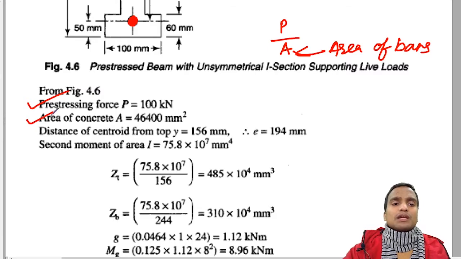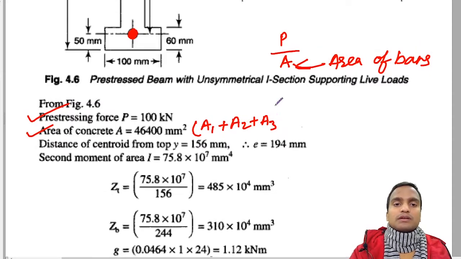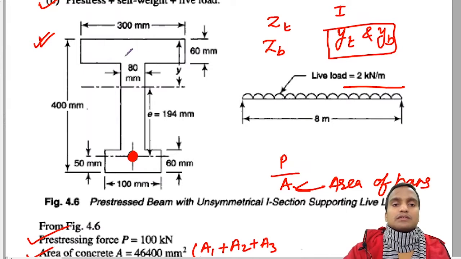Area of concrete, we can calculate as the sum of all areas, A1 plus A2 plus A3, and this can be done simply by dividing this I section into 3 smaller sections. A1, A2 will be this much section, and A3 will be this one.